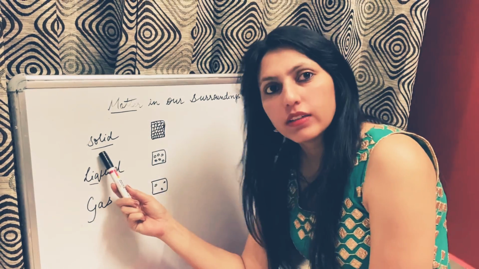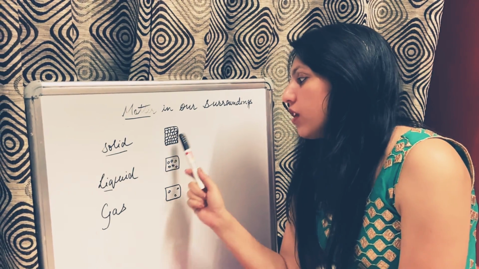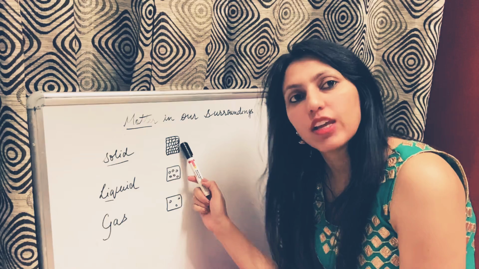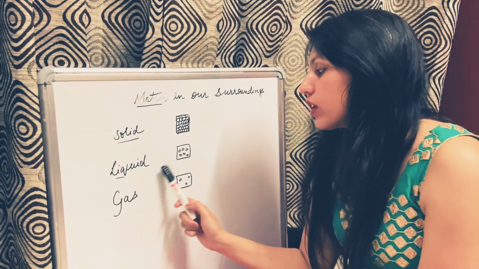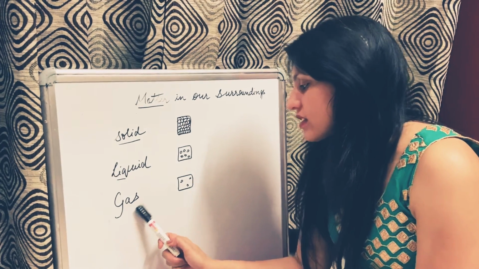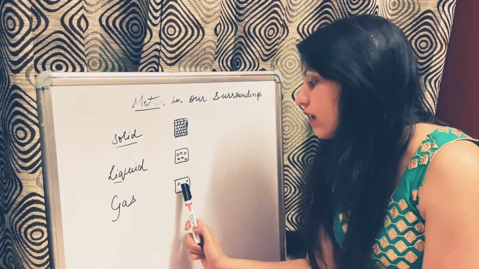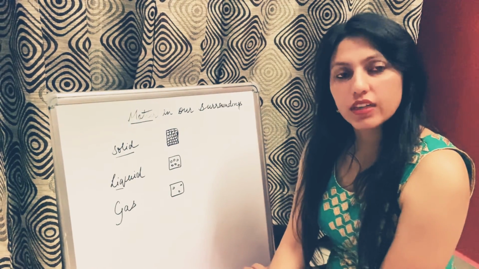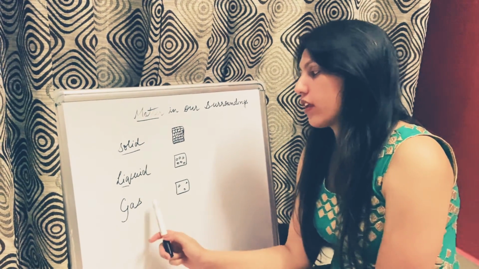Now the solids, as you can see in this picture, the molecules, or you can say the particles in the solids, are tightly packed. Next, if we look at the liquid, the particles have some space between them, and in the gases the particles are far apart and there is a lot of space between the particles. Now we will study the properties of solid, liquid and gas.